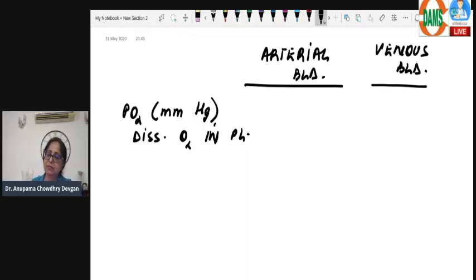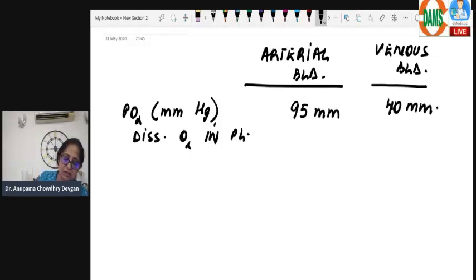PO2 in millimeters of mercury, this is going to be the dissolved oxygen in plasma. In arterial blood, the PO2 is 95 millimeters of mercury. Venous blood is 40 millimeters of mercury.